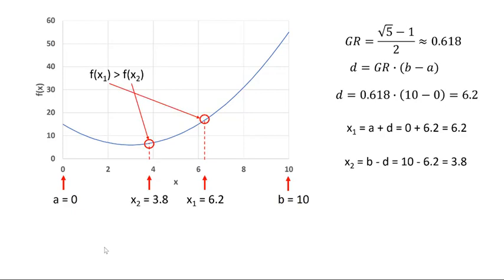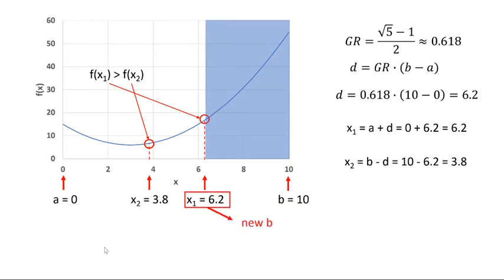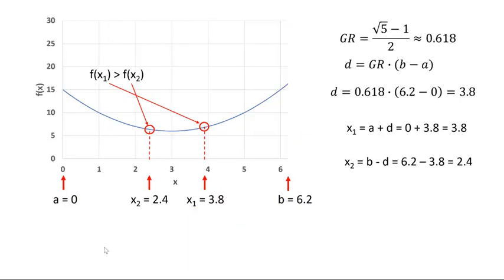Next, we compare f of x1 to f of x2. In this case, since f of x1 on the right is greater than f of x2, then what we do is we eliminate everything to the right of x1. And in this case, x1 then becomes the new b. So we move on to the next iteration.